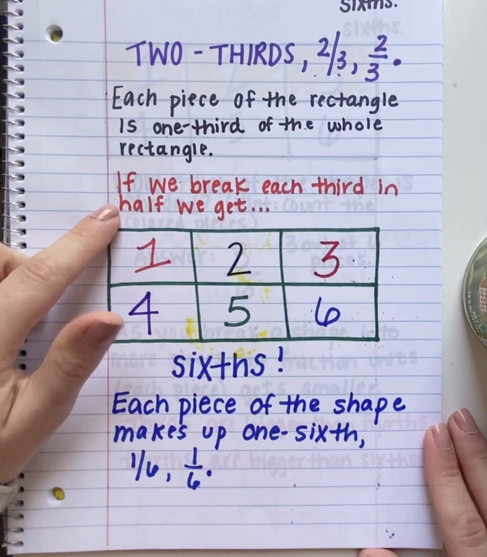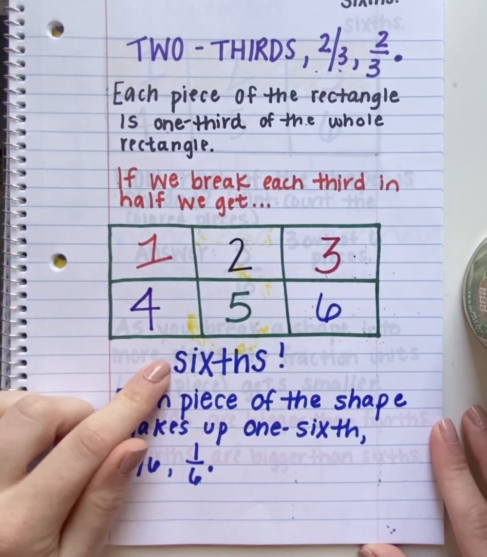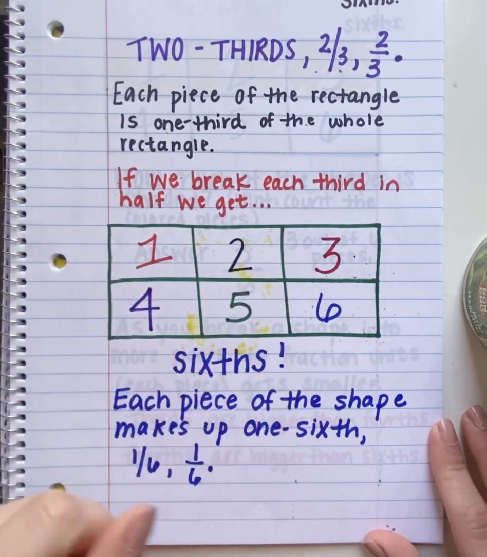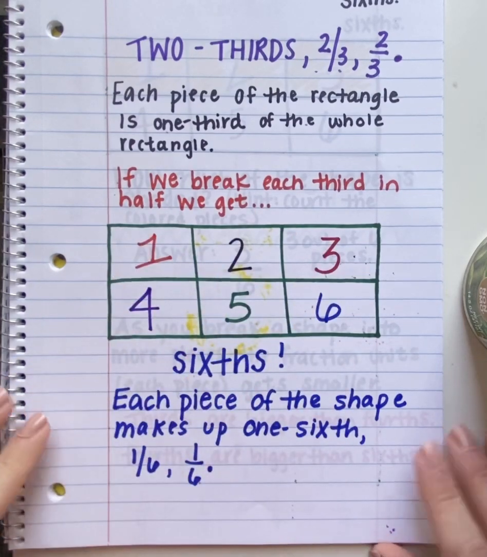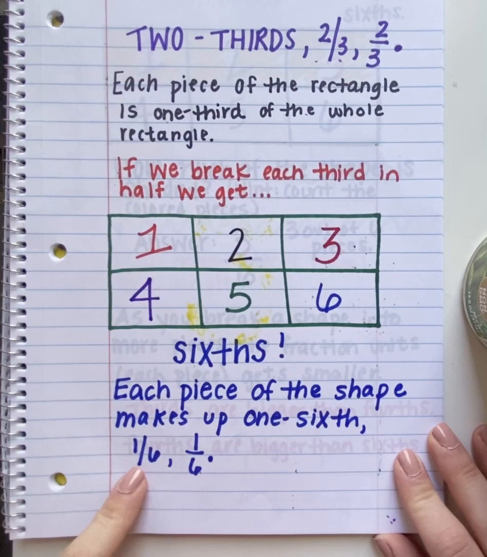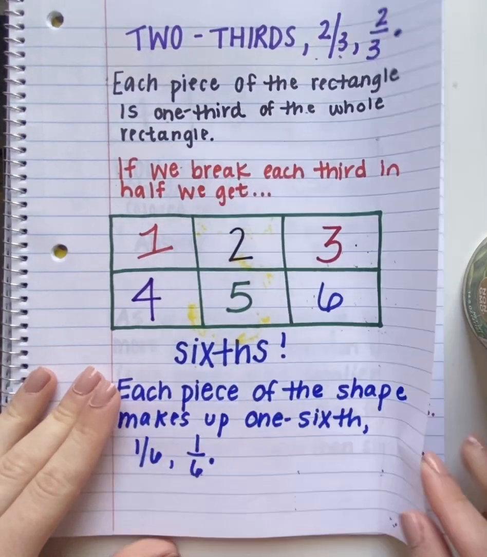If we break those thirds that we have in half, we get sixths. So you'll see right here are the lines we used for thirds, and all I did was make a line down the middle here to get 6 equal pieces. So each piece of this rectangle makes up 1/6, which can be written in these ways. If I were to shade one piece here, 1 out of 6 pieces would be shaded, or 1/6.